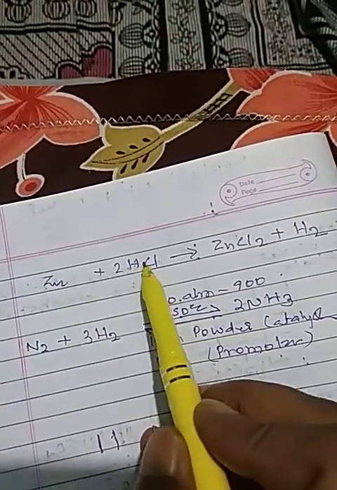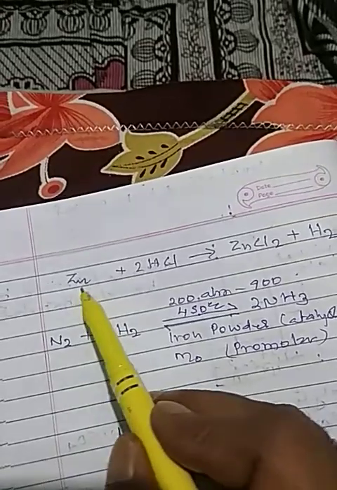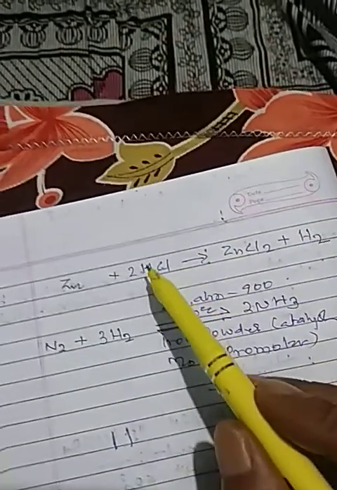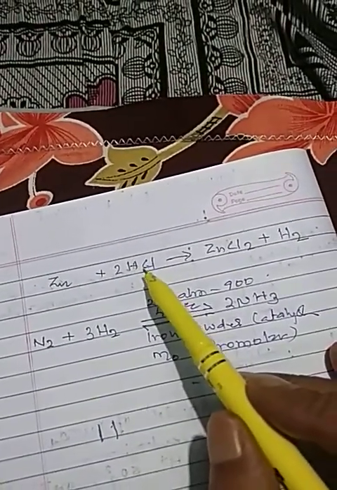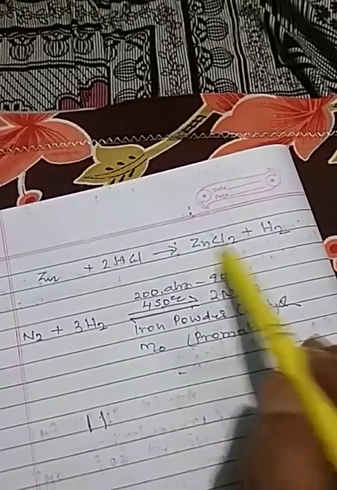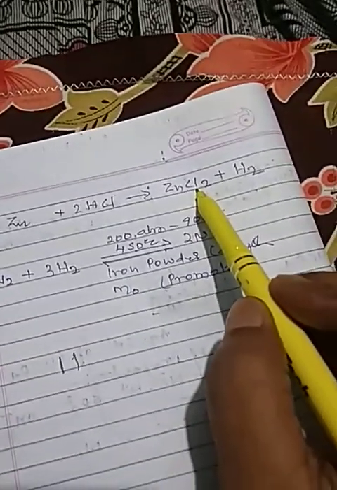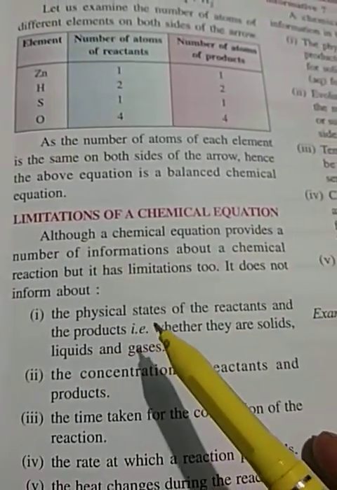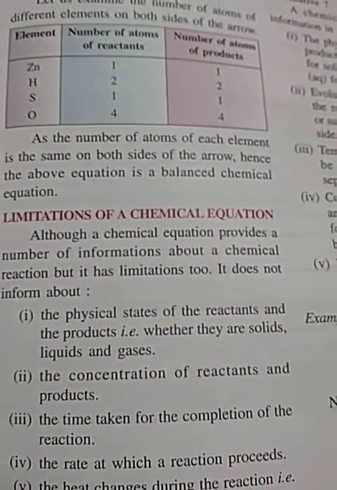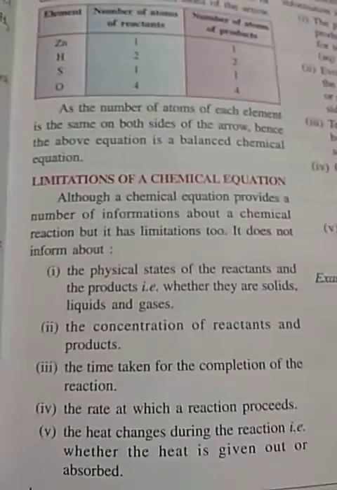This is zinc, this is hydrogen chloride. Do you know whether zinc is solid, liquid or gas? This HCl is solid, liquid or gas? This zinc chloride is solid, liquid or gas? We don't know. So, we don't know about the physical state from a chemical equation.